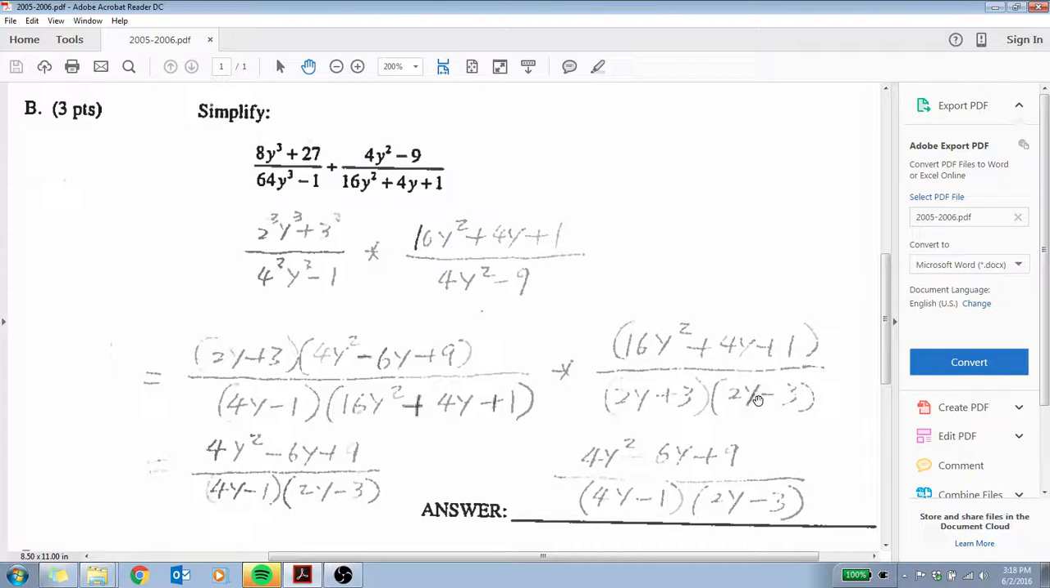And now notice what we have. This numerator, no need to factor that, because it would cancel really quickly with the denominator down here. So these will cancel, and the 2y plus 3 on the left side will cancel with the 2y plus 3 down here. So what I'm left with is the 4y squared minus 6y plus 9 over the 4y minus 1 times 2y minus 3. And that's your final answer.